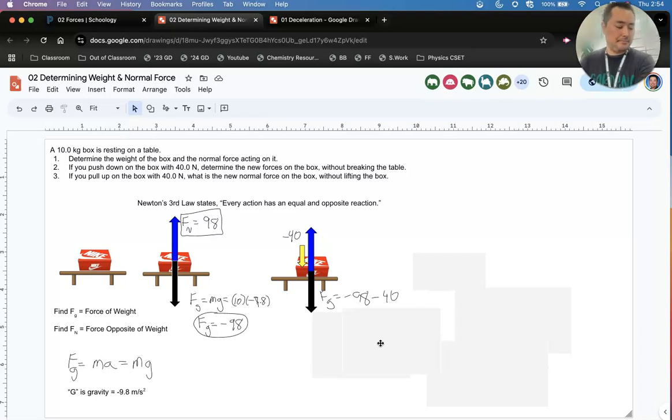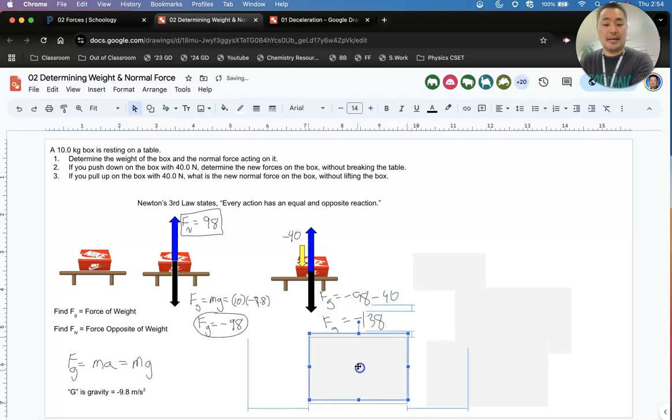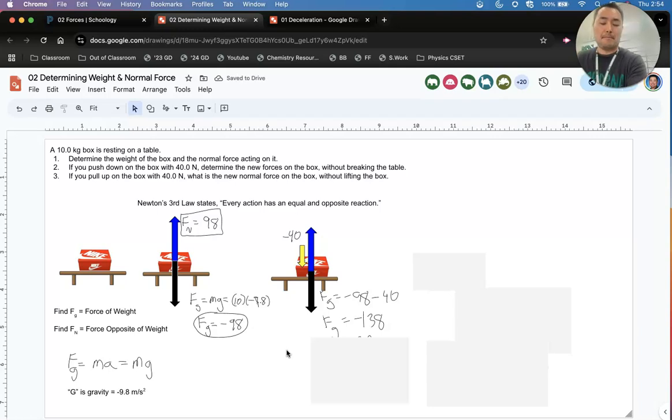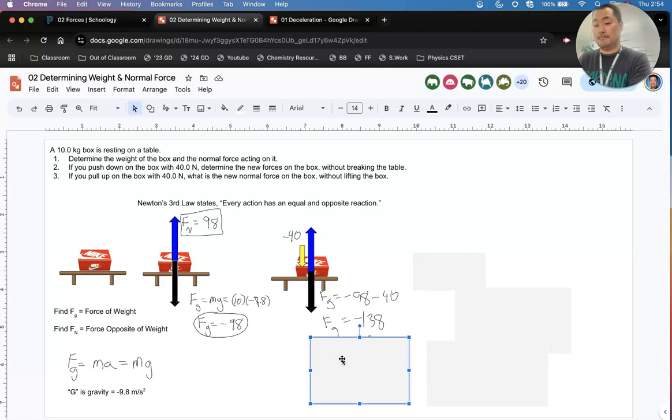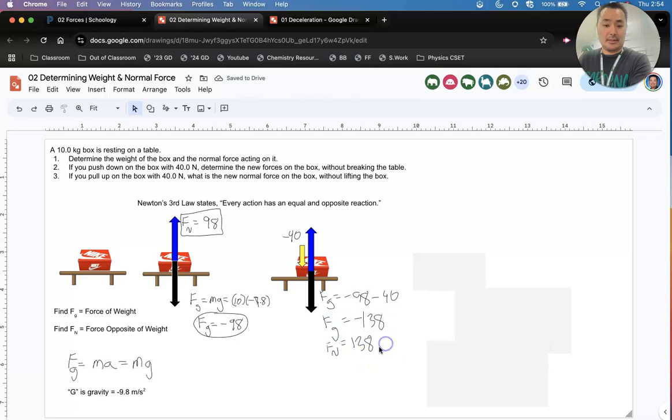What's negative 98 minus 40? Negative 138. That's the force of the weight, which means what's the normal force, Elijah, if the box is not getting crushed? It's just resisting the weight. It's going to be the opposite of the force of the weight. What's the opposite of negative 138? Positive what? There you go. So let's go ahead and place that next to the upward arrow. So that's our new normal and our new weight. 138 going up, negative 138 going down.